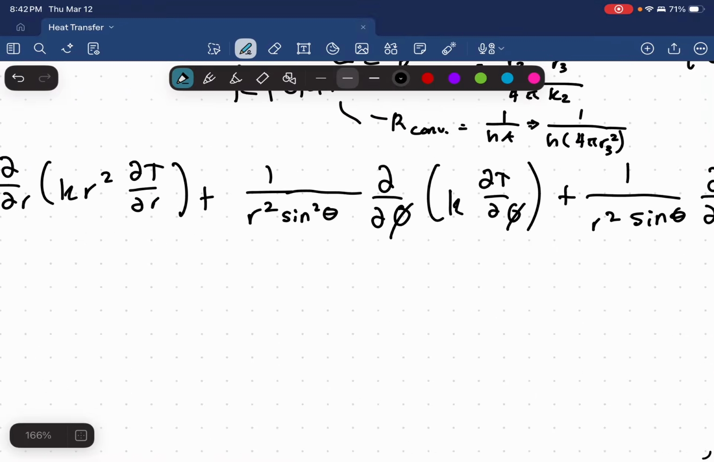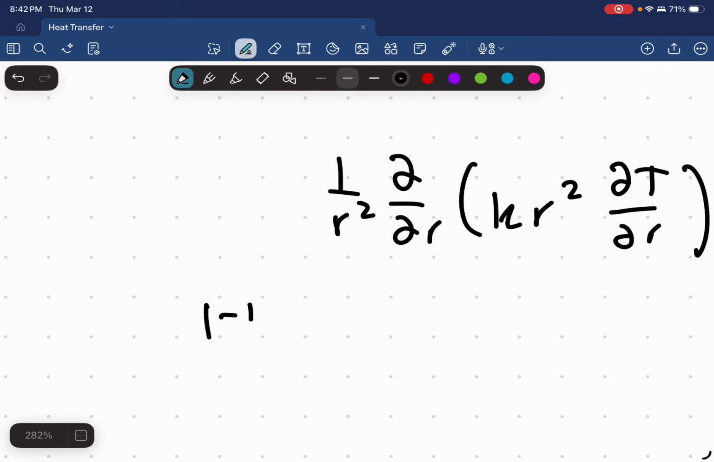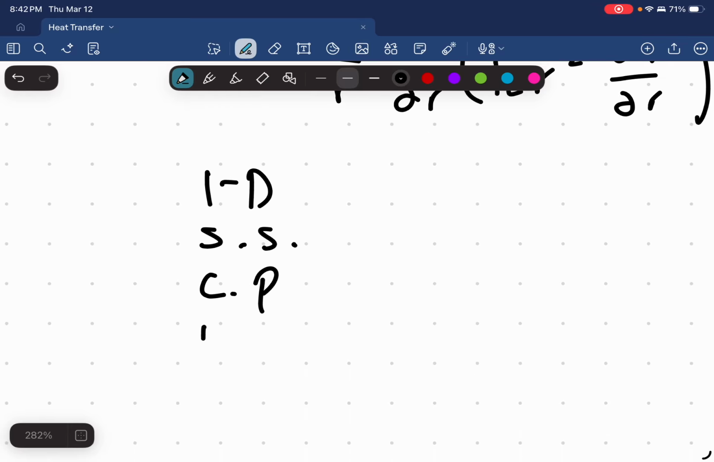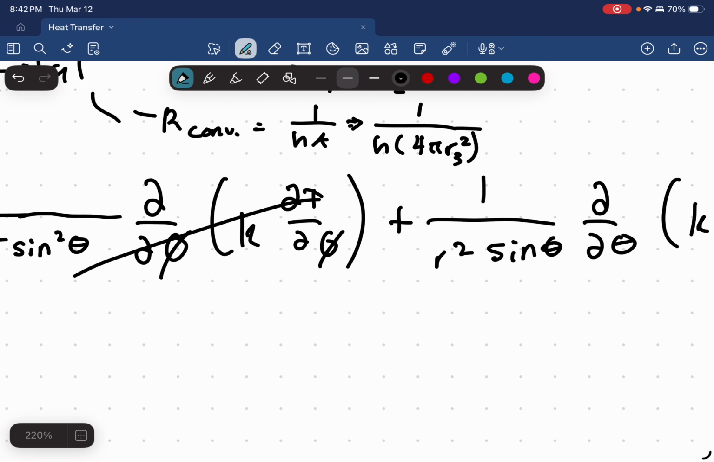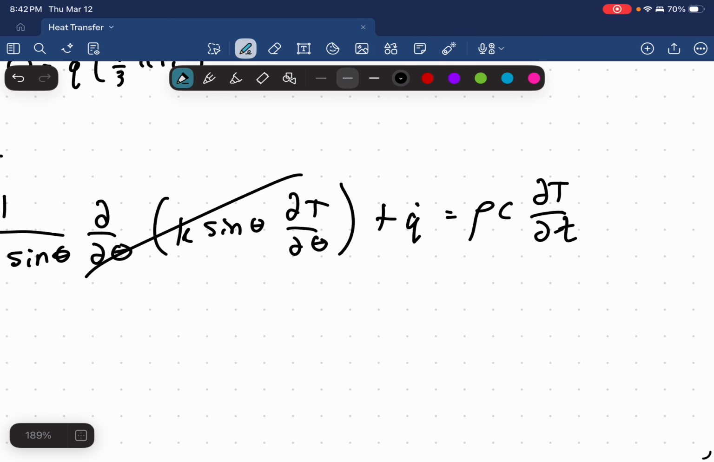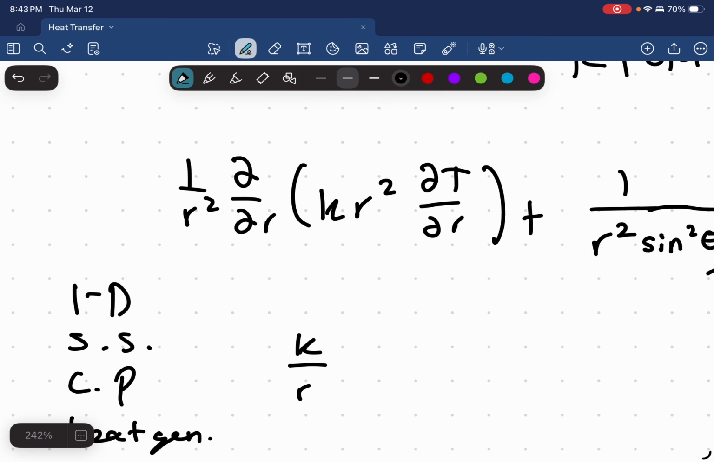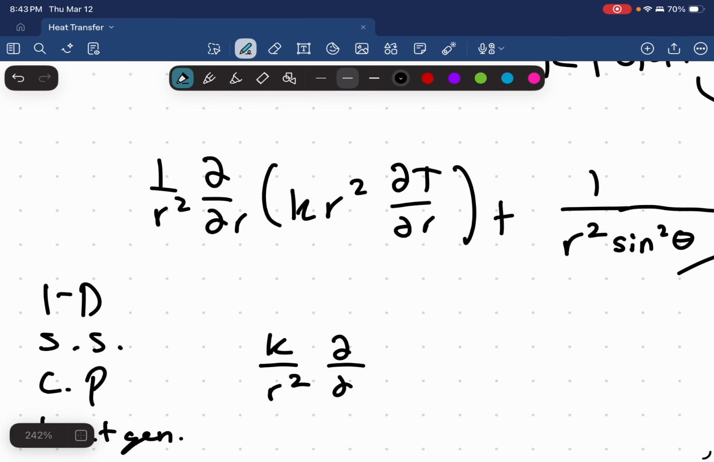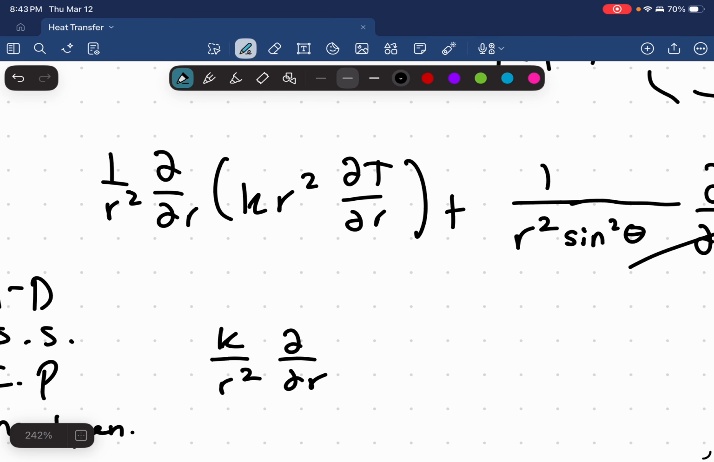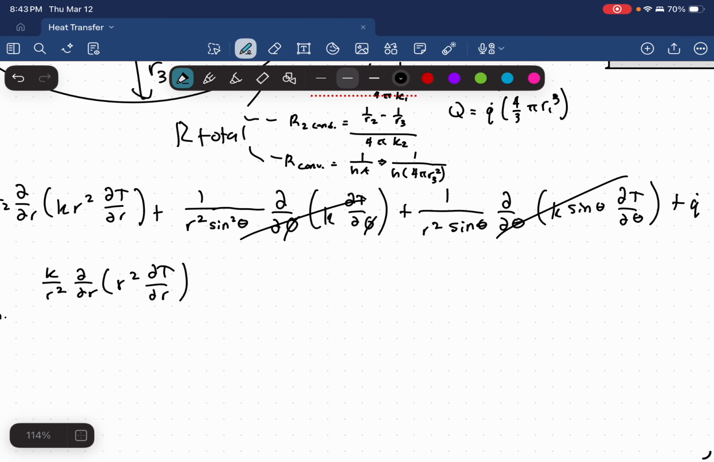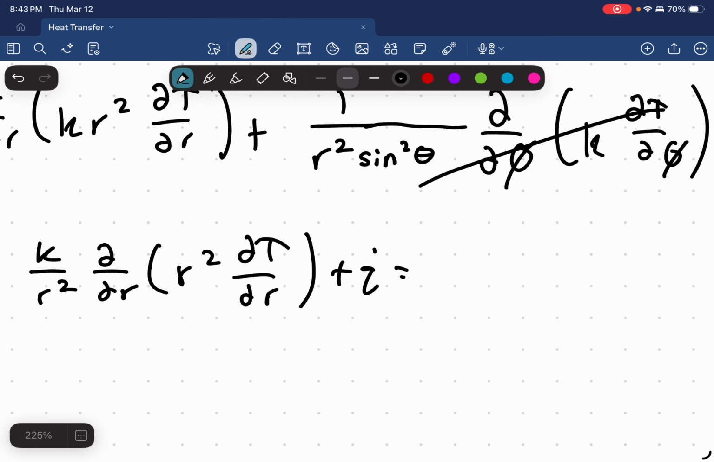Okay, so the same assumptions we're going to be using of 1D, steady state, constant properties, and there's heat gen. So that means we're going to cancel out the phi direction and the theta direction, as well as the time. So that means our equation is going to be k over r squared, d over dr of r squared dT over dr, plus q dot equal to 0.